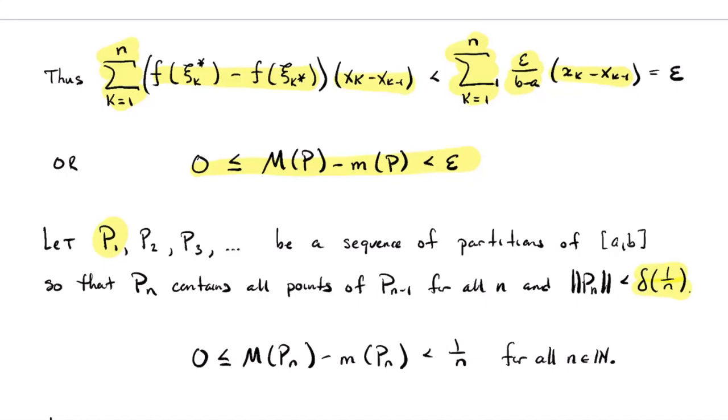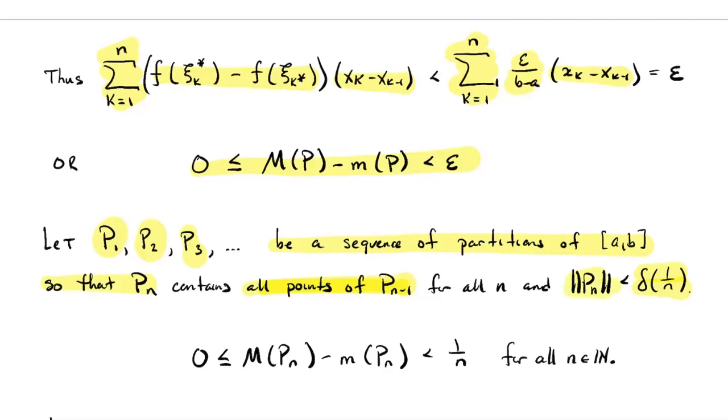And then I would pick P2 to contain all of the points in P1 and also make sure that its norm is less than delta of 1 over 2. Then pick P3 to contain all of the points of P2 and its norm is less than delta of 1 over 3, and so on. So I would use the above construction to create a sequence of partitions so that each one contains all the points of the previous one, and their norms are less than delta of 1 over n.